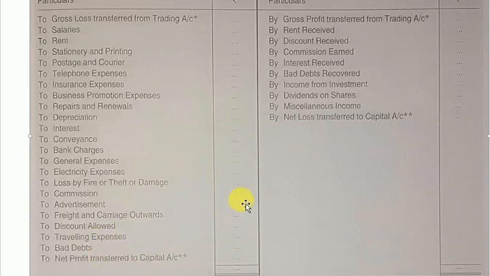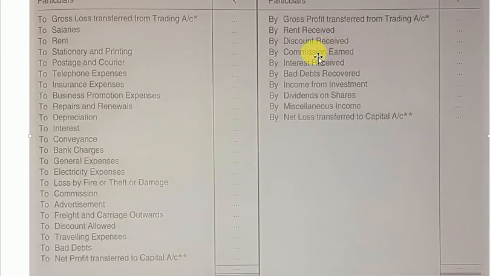And now let's proceed towards the credit side of the profit and loss account. If there is any indirect income related to or received by an organization, that will be recorded on the credit side of the profit and loss account. By rent received, this is recorded on the credit side of the profit and loss account. By discount received, if there is any discount received by an entity, that will also be recorded on the credit side of the profit and loss account.